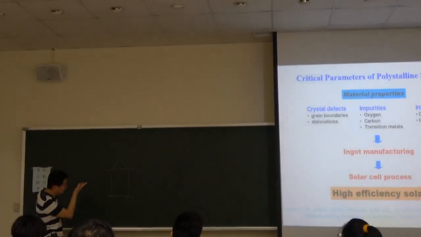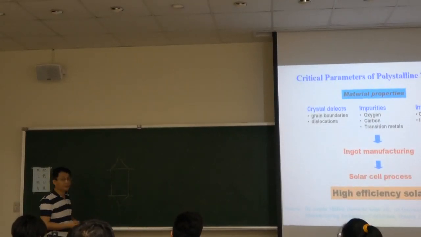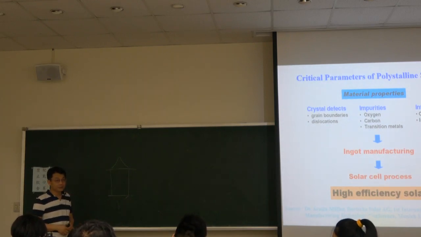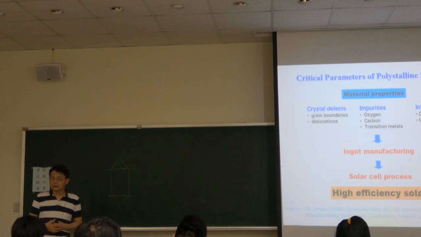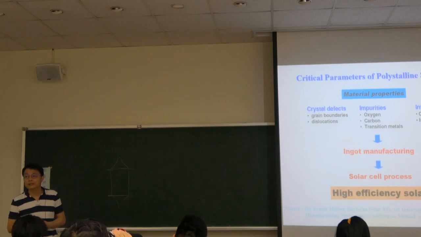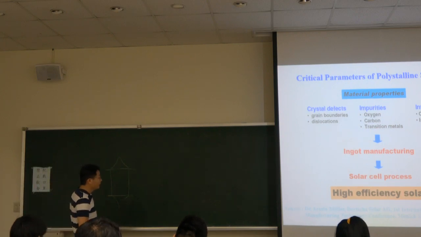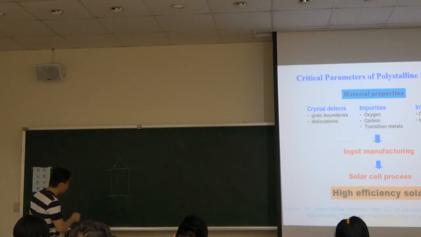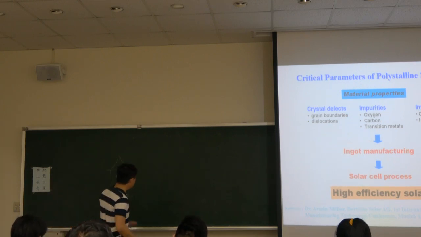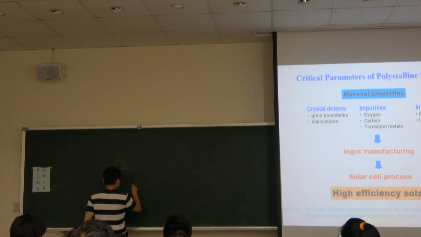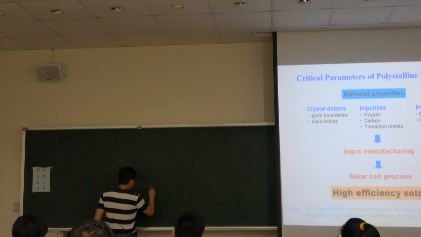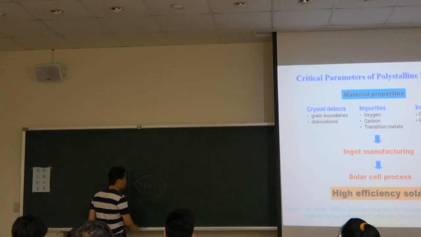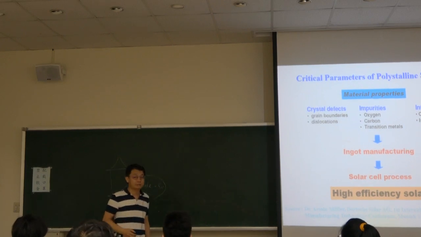We still have to cut the top and bottom sides, because the top and bottom sides have the highest impurity, and also, I would say, higher dislocation defect. Then we have to polish the surface of the silicon. So this kind of single crystal takes time and is more expensive.